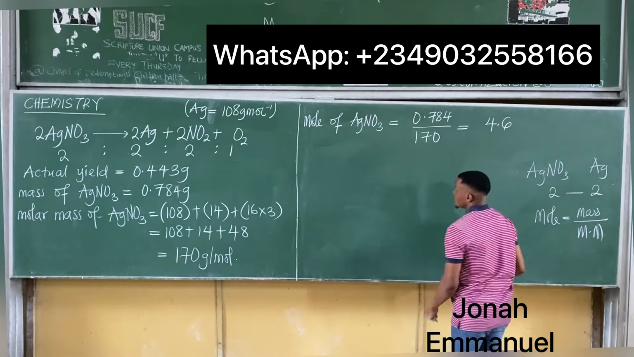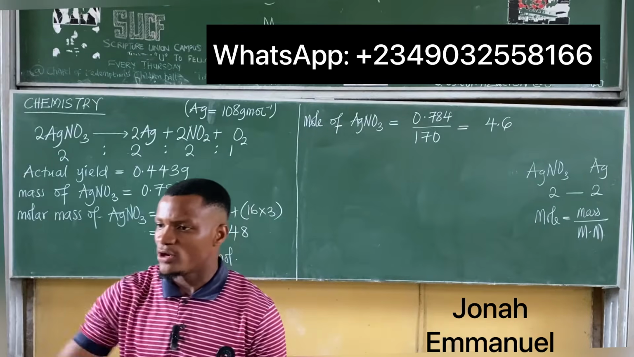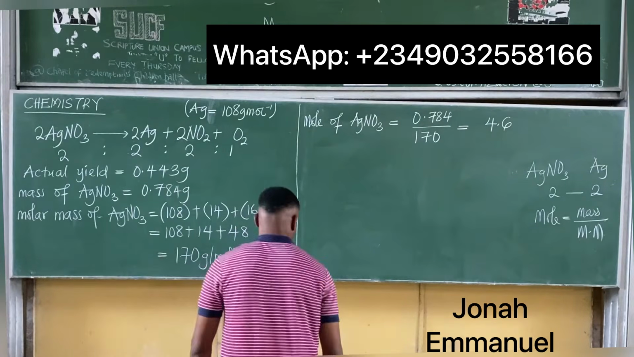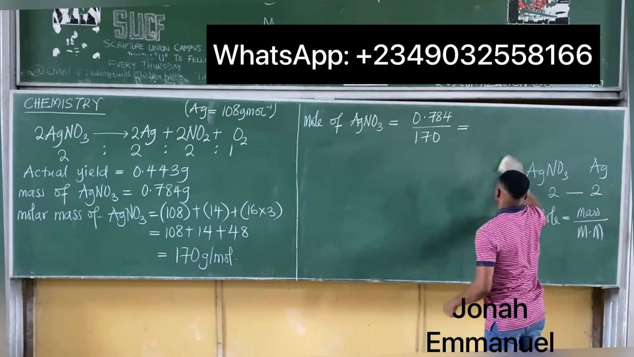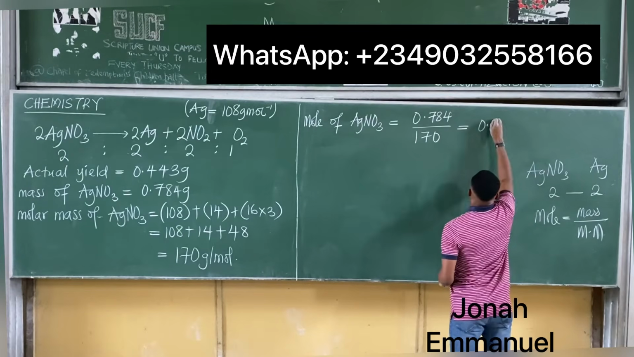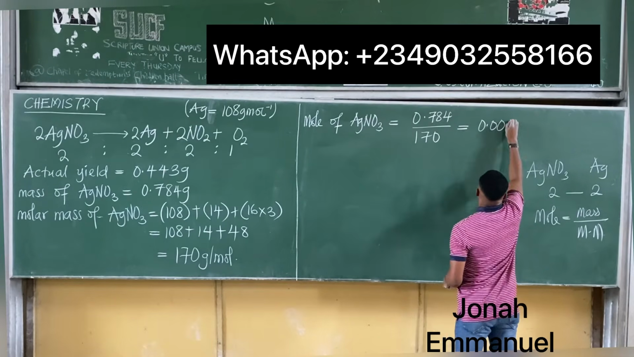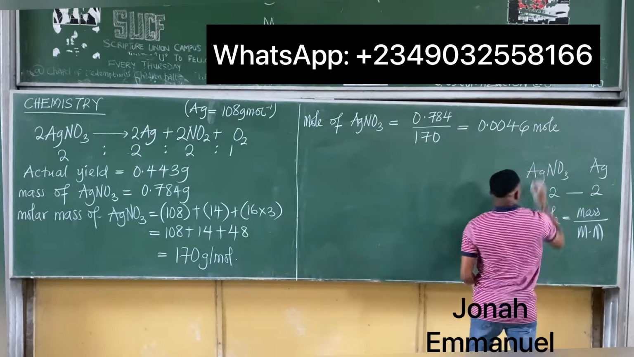4.6. No, please don't write it as times 10 to the power; we don't do that in chemistry. Give me 0.00. Please make sure you count the zeros correctly. What do you have? 0.0046 what there? Mole. So look up, please.